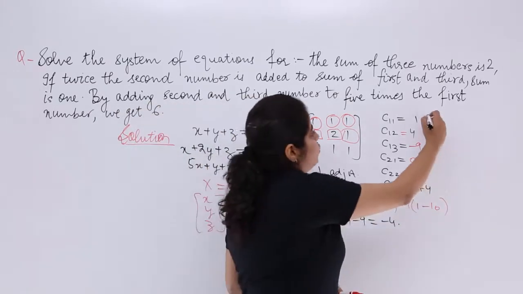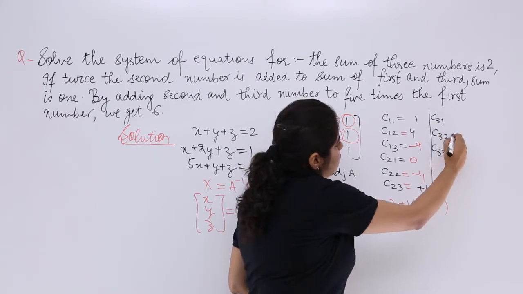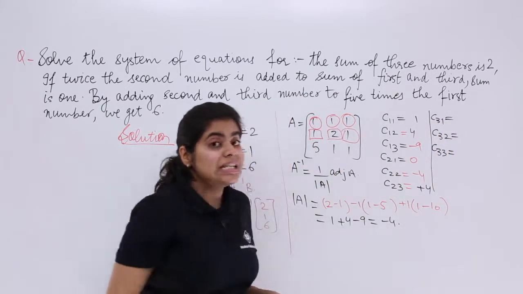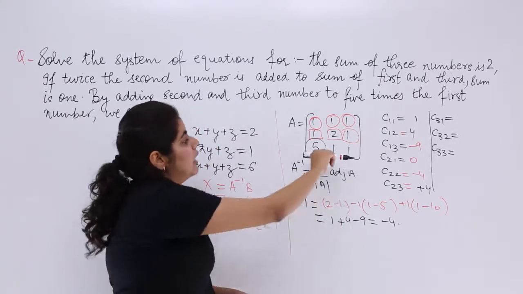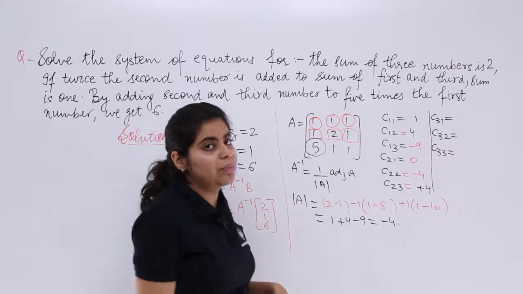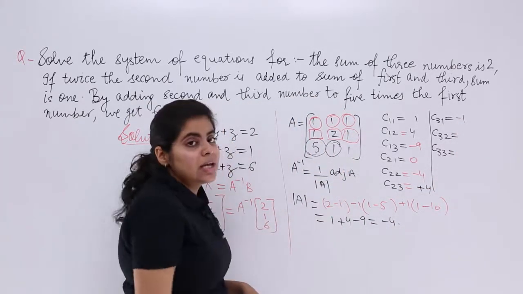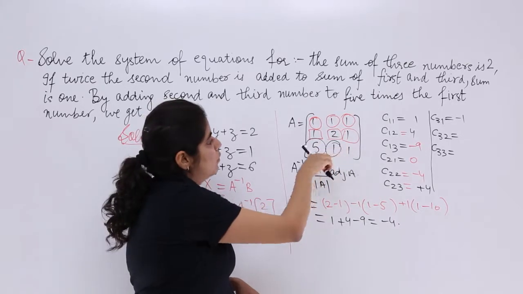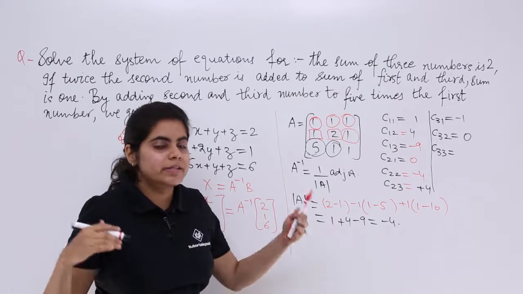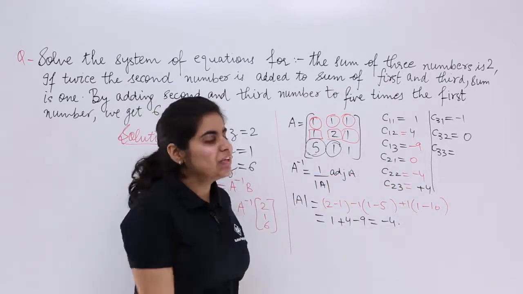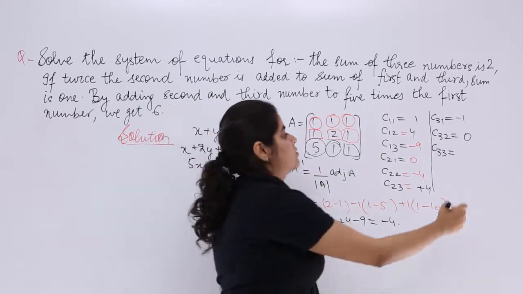Now let's move on to C31, C32, C33. C31 is what? Third row, first column, take into consideration this 5, ignore this row, ignore this column, 1 minus 2 is minus 1. C32, ignore this row, ignore this column, 1 minus 1 is 0, even if negative don't worry because 0 and minus 0 means 0 only, right? C33, ignore this row, ignore this column, 2 minus 1 is 1.